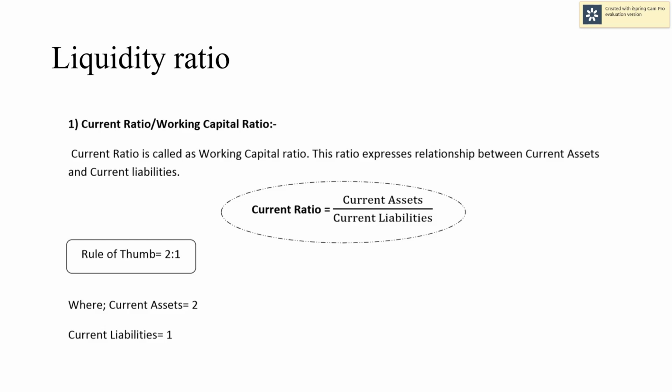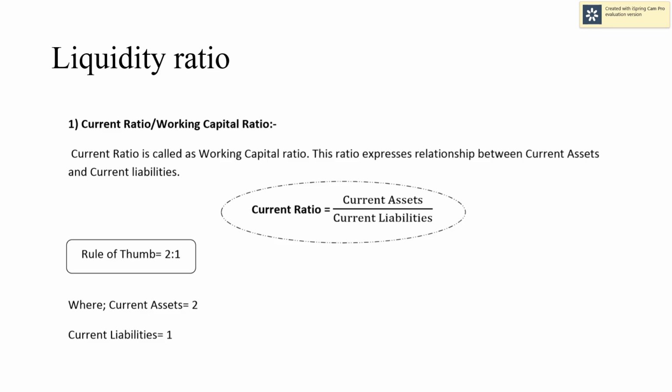The first category is liquidity ratios. Under liquidity ratios, the first one is current ratio, which is also called working capital ratio. In your exam, they might ask you to solve as working capital ratio or current ratio, anything they might ask. This ratio expresses the relationship between current assets and current liabilities. The formula for this is current assets divided by current liabilities. And there is also a thumb rule for this ratio, and the thumb rule is 2:1.